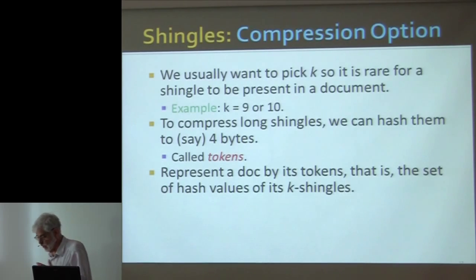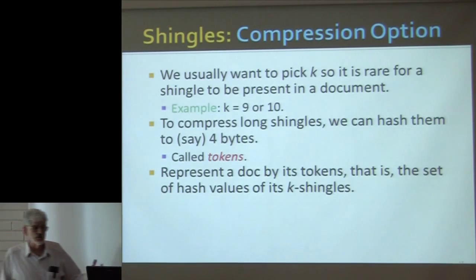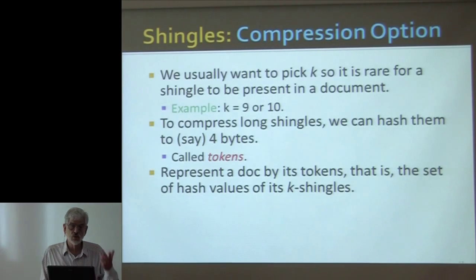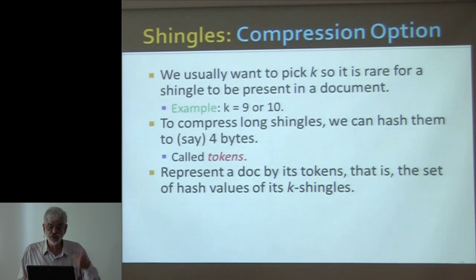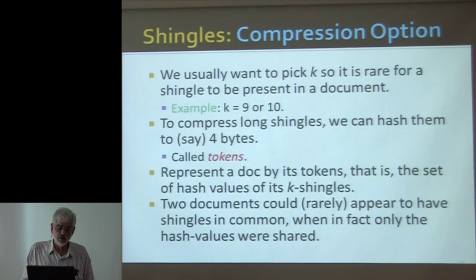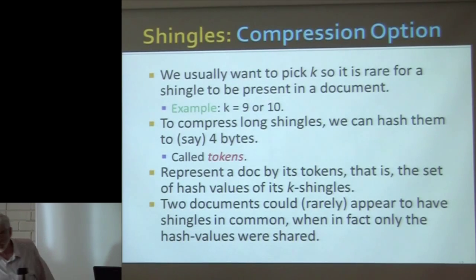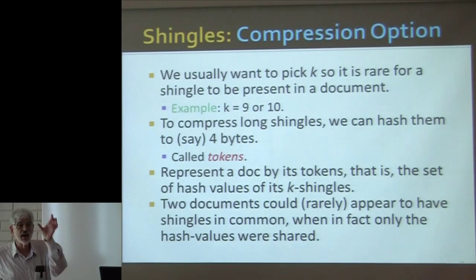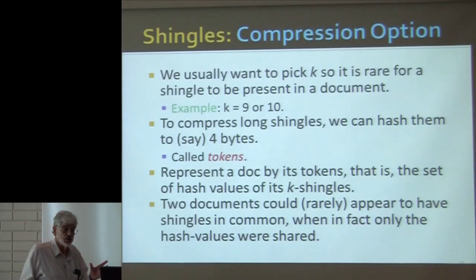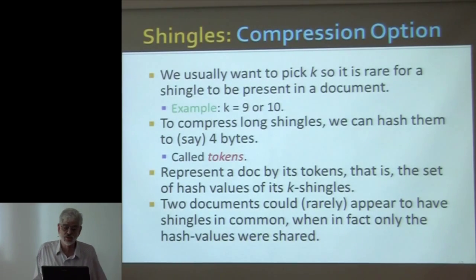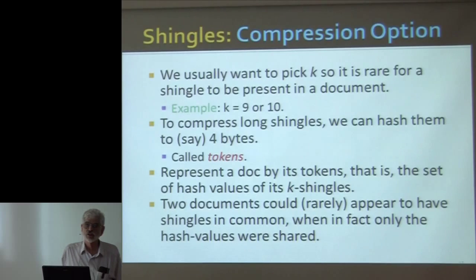At any rate, you can represent the document either by the set of shingles themselves or by what are called the tokens, the hashed values of those shingles. Of course, if you do hash them, then occasionally you'll have a collision, where two documents appear to have a shingle in common, but they're really two different shingles that happen to hash to the same value. But again, if you're using 2 to the 32nd different hash values, the chance of that happening is very, very tiny.